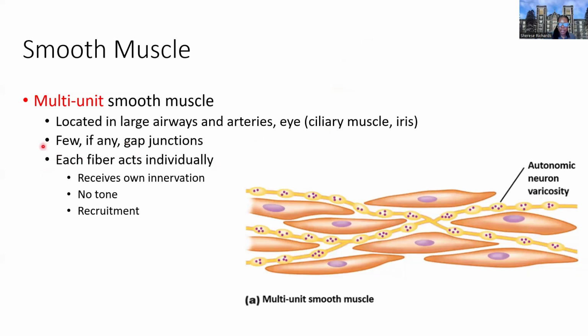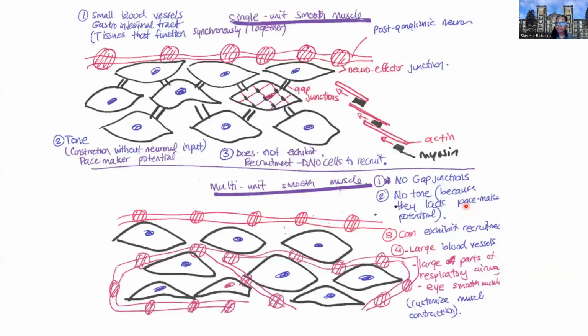There are very few gap junctions here, if at all. And then these fibers act individually. So each individual muscle cell receives its own innervation, receives its own neurotransmitter being released, and interacts with the neurons separately. Okay, we don't see tone here, and we do see recruitment. Because we have the individualized innervation and the individualized contraction, we can actually recruit muscle cells that are not yet being stimulated and add that in order to increase the tension production. So multi-unit smooth muscle does exhibit recruitment.